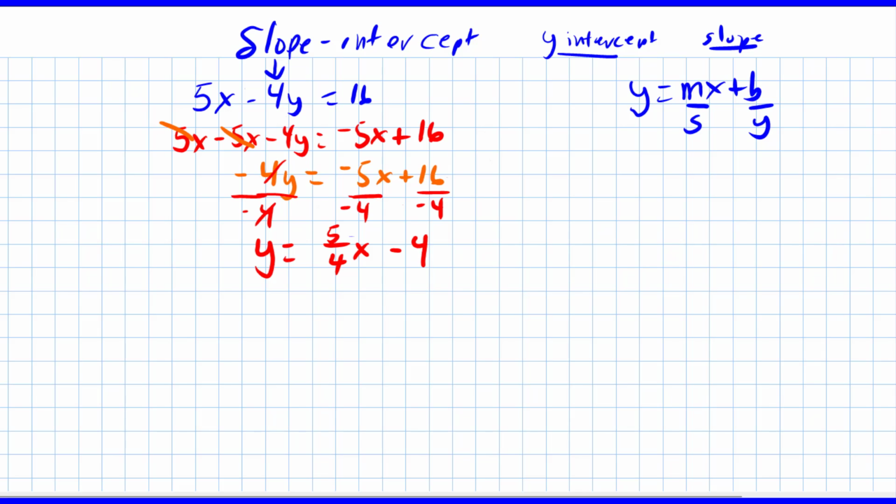So now I just need to identify what my slope is. So my slope is 5/4, or up 5/4, right? Rise over run. And my y-intercept is what? It's negative 4, so 0, negative 4. It's going to cross that y-axis at negative 4. All right, let's do another one here.